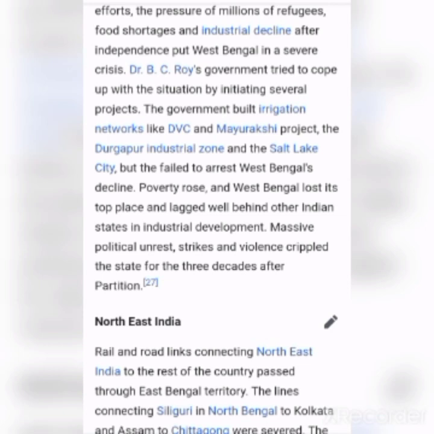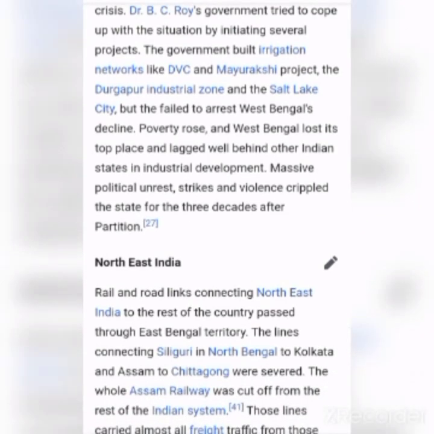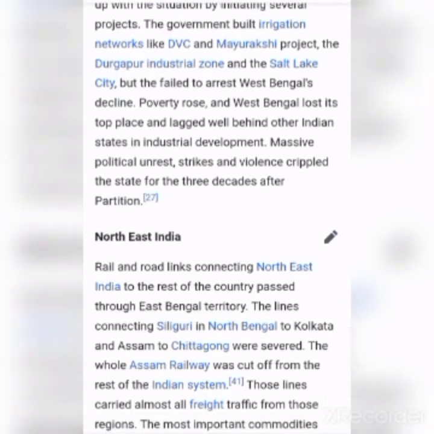Poverty rose and West Bengal lost its top place as the largest, falling well behind other Indian states in industrial development. Massive political unrest, strikes, and violence troubled the state for the three decades after partition.